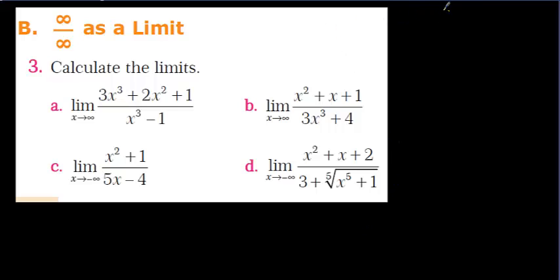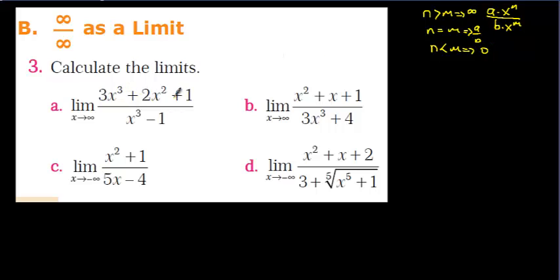For the infinity over infinity case, if you remember the rules, there were the cases n greater than m, n equal to m, and n less than m. This is a times x to the power of n over b times x to the power of m. If n is greater than m, the limit is equal to infinity. If n is equal to m, the result is a over b. And if n is less than m, the result is 0.